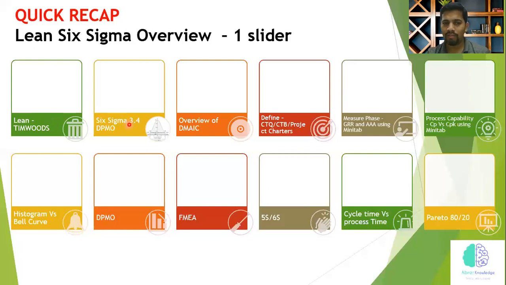The next icon you have is called Six Sigma. Six Sigma is all about statistical analysis. If your process is operating at Six Sigma, that means 3.4 defects per million opportunities, 1 million or 10 lakhs. If you go even further, to 7 or 8 sigma, you'll have even fewer defects. At 3 sigma, we have 93% yield, and it will have more defects per million opportunities.